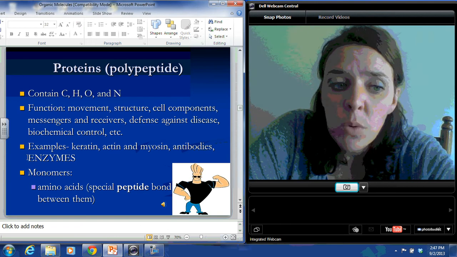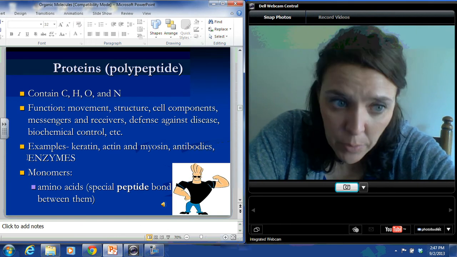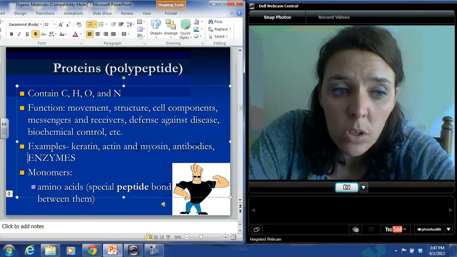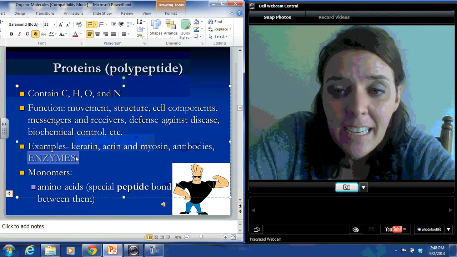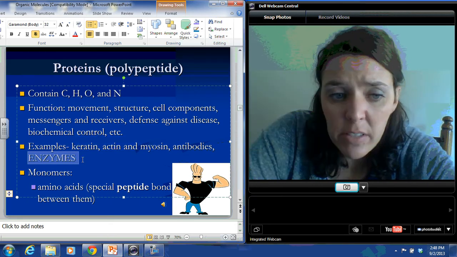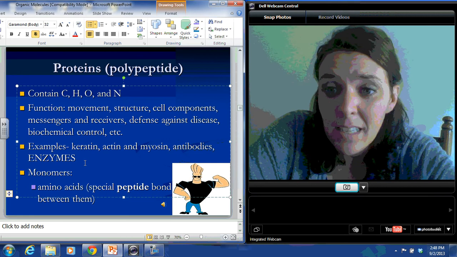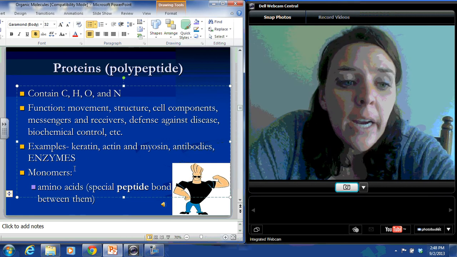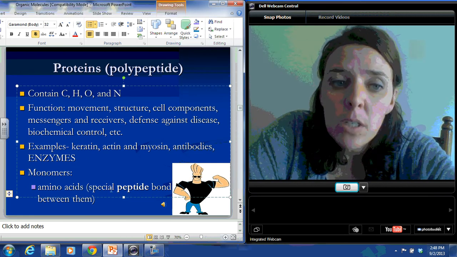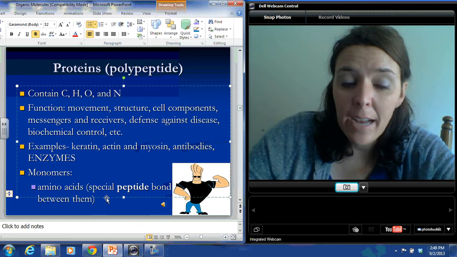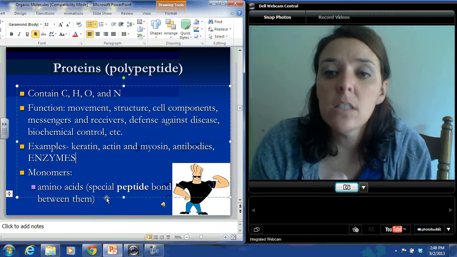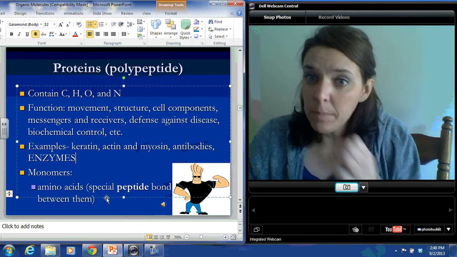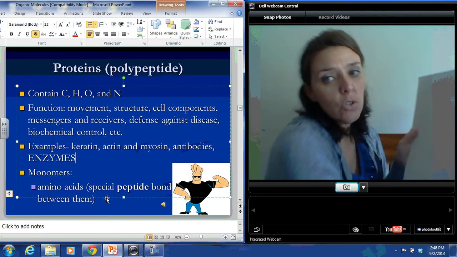And then one of the most important functions of proteins is the biochemical control, which is controlled by enzymes. Okay, we will have a separate video on enzymes because they are so important. All right, the monomers, or the building blocks for proteins, are called amino acids. I'm going to draw that for you.